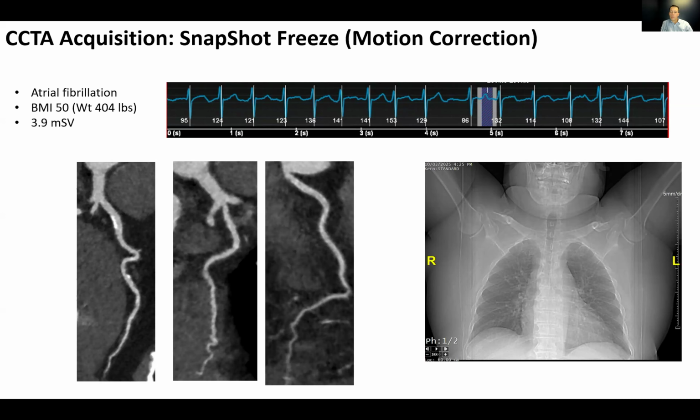But I do think because we were able to do the single bead acquisition, scan at a high injection rate, and use motion-free interval imaging with the snapshot freeze, we were able to get a very high quality, very diagnostic image for this patient. And I think these are patients who routinely are denied coronary CTA, but likely are candidates depending on the appropriate technology.